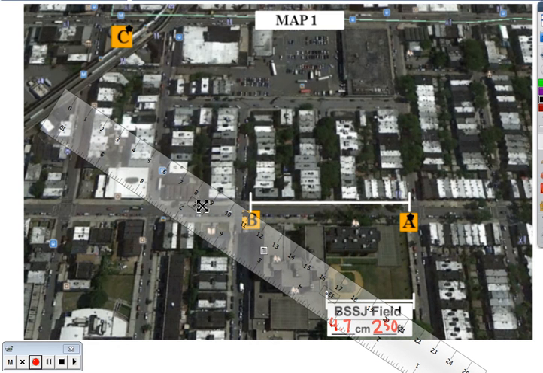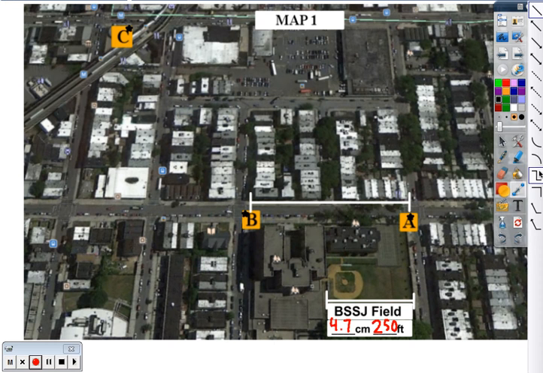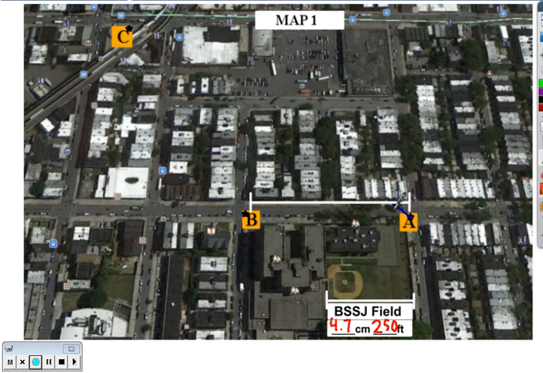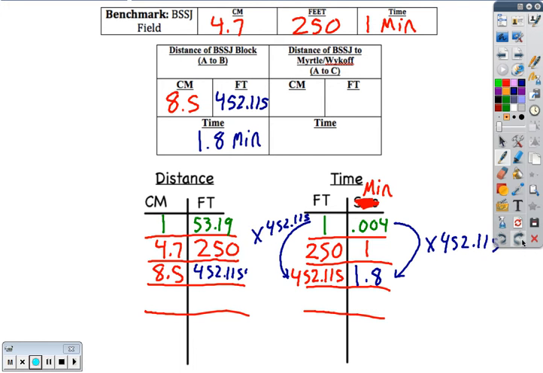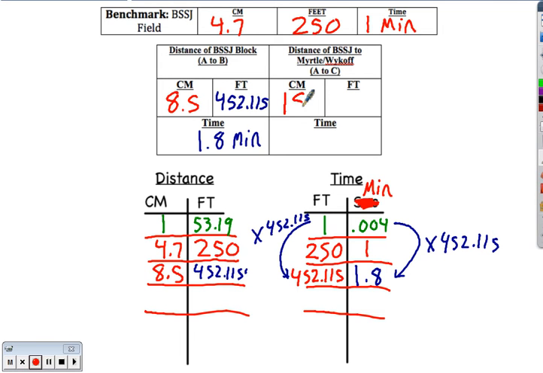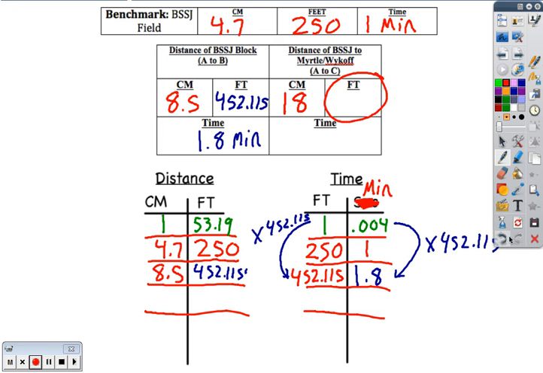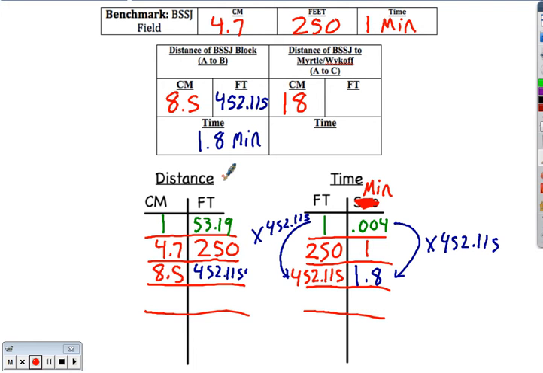Okay? So based on that measurement, what that means is that from here all the way to Myrtle Wyckoff on our paper is about 18 centimeters. Alright? So now going back, we now know that is 18 centimeters. What we don't know is how much 18 centimeters is in feet if we were to actually go outside and measure it. So the good news is we don't actually have to set up an entire new table to do this, and we don't have to go back and find the unit value again for 18.